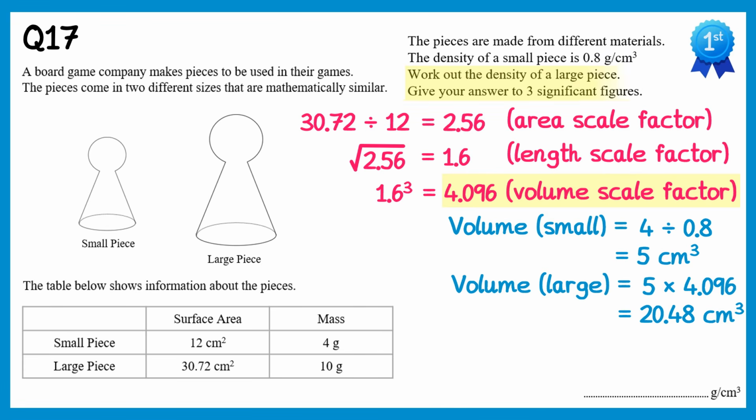Now we've been asked to find out the density of the large piece, and we need to give the answer to 3 significant figures. We'll go back to that density formula again. It's mass divided by volume. We know the mass, that's 10 grams for the larger piece, and we've just worked out its volume at 20.48. So the density equals the mass, which is 10, divided by the volume, 20.48, and remember to round it to 3 significant figures, is 0.488.